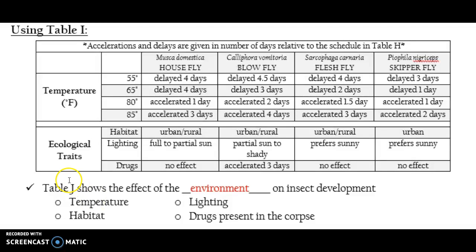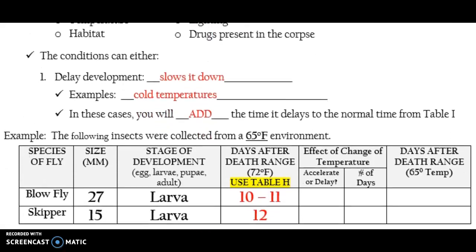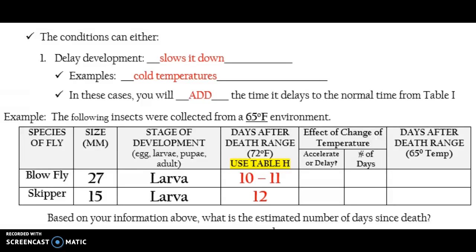So this table, table I, shows the effect of the environment on insect development. We've included things like temperature, the habitat that they're used to, lighting, and even things like drugs that are present. If we look at different conditions, the first one is a delayed temperature. Colder than normal temperatures are going to slow down their development. So in that case, we are going to add time, right? If I delay you on the highway, maybe there's a traffic accident or something, it's going to add to the amount of time that it takes you to get there.